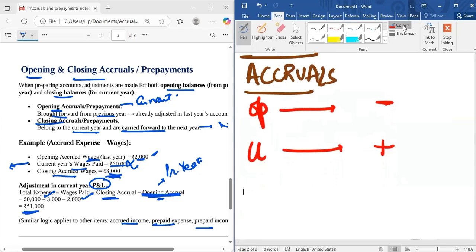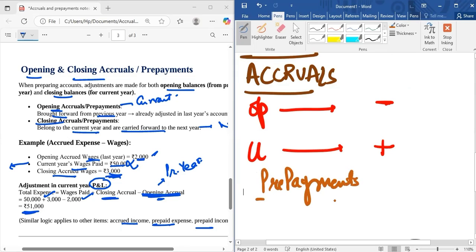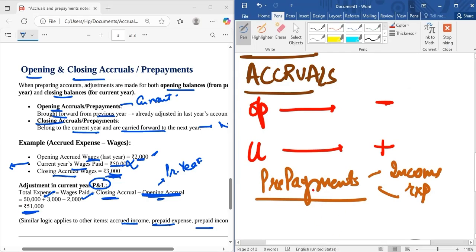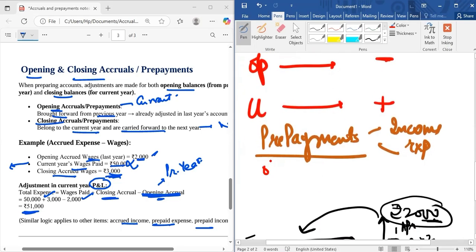Okay. And in case of prepayments, whether it is an income or an expense, opening balances are added because they relate to the current year and closing balances are deducted because they relate to the next year. All right. So that's it for this video.